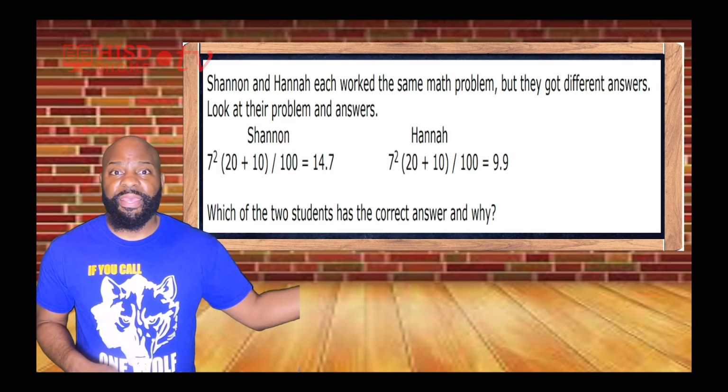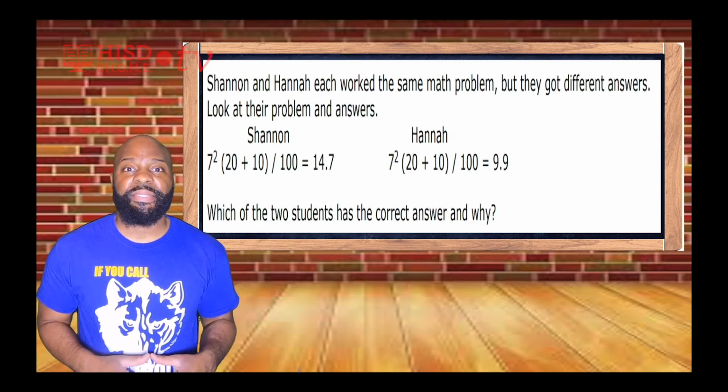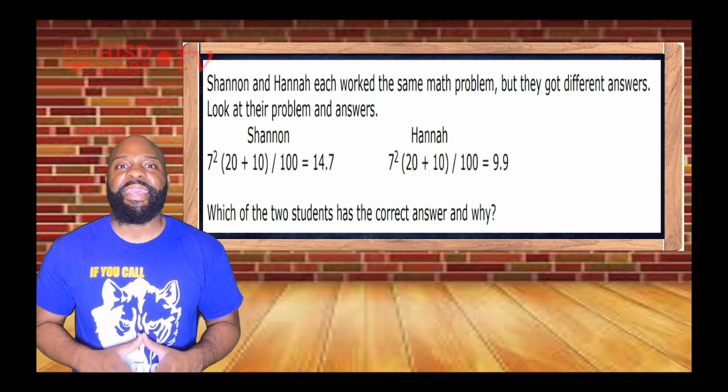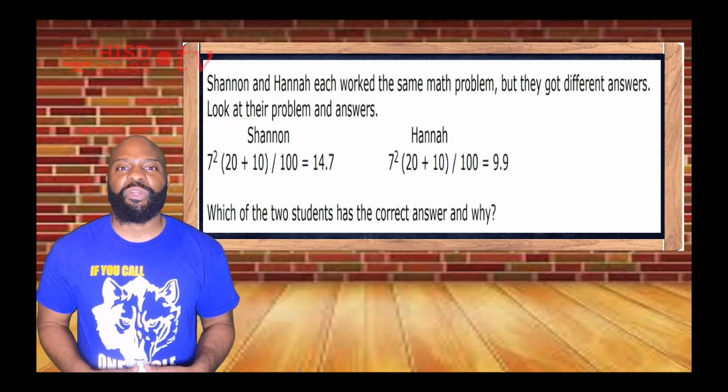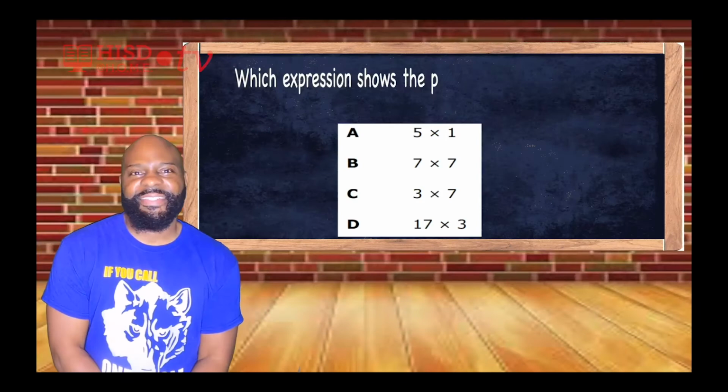So from left to right, I saw 49 times 30. That gave us 1,470. And then we saw division, and we have to divide that by 100, giving us 14 and 7 tenths. See, I told you it would be easy. All right, here's the next problem.